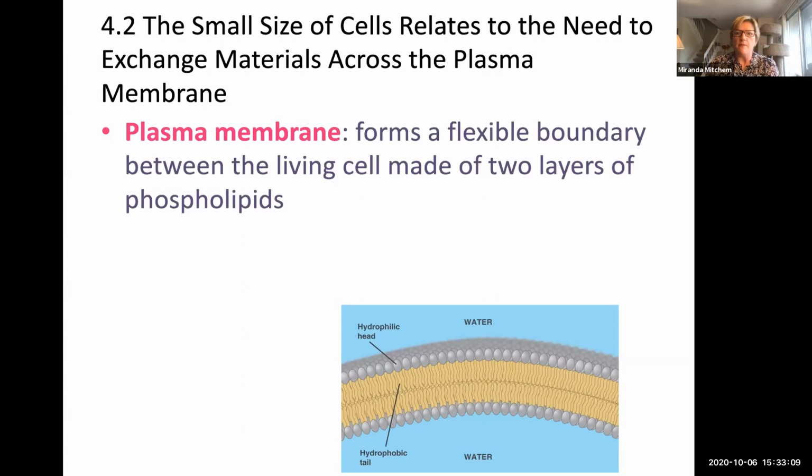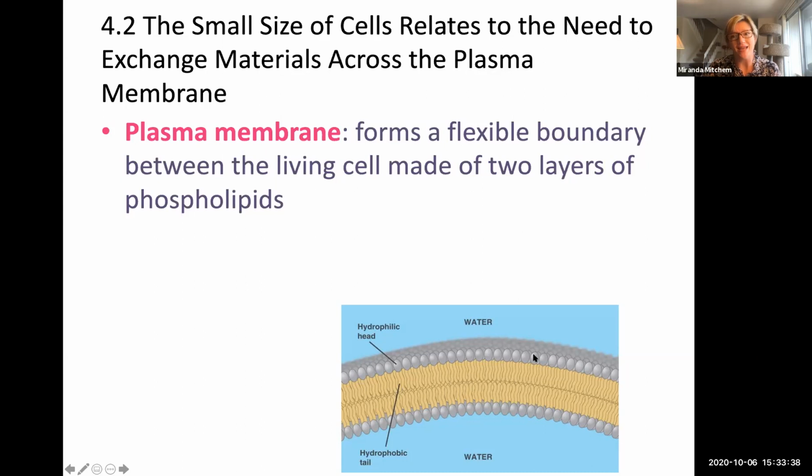So our plasma membrane is flexible. It's not rigid at all. Plant cells have some rigidity in them because they have a wall around them, but our cells don't have that, and that allows them to be more flexible. Now, the membrane is made up of phospholipids, which is one of our types of fats. It's one of the macromolecules, and it's always two layers.